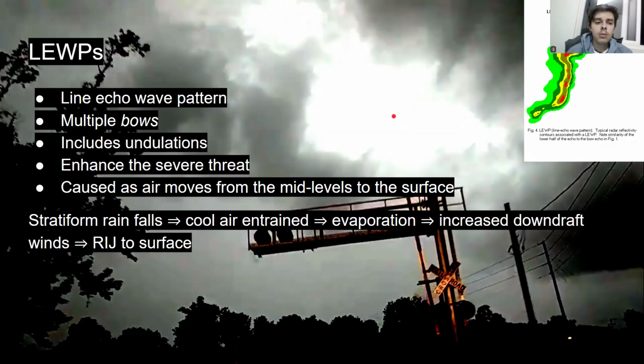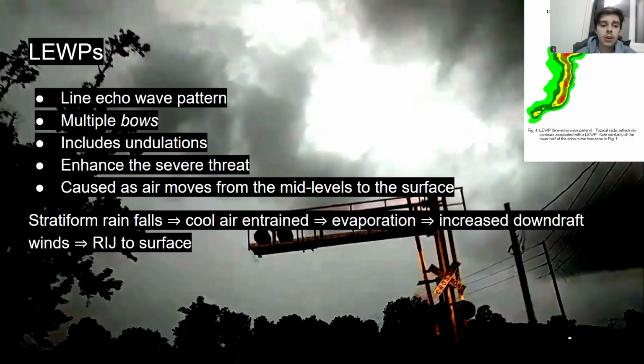But we're going to talk about something now called LEWPs, which stands for line echo wave patterns. This includes multiple bows, and the bowing in storms is kind of a curvature if you want to think of it like that. And in some cases, it will have a comma shape. And LEWPs include undulations, which we talked about. It's kind of like waviness.